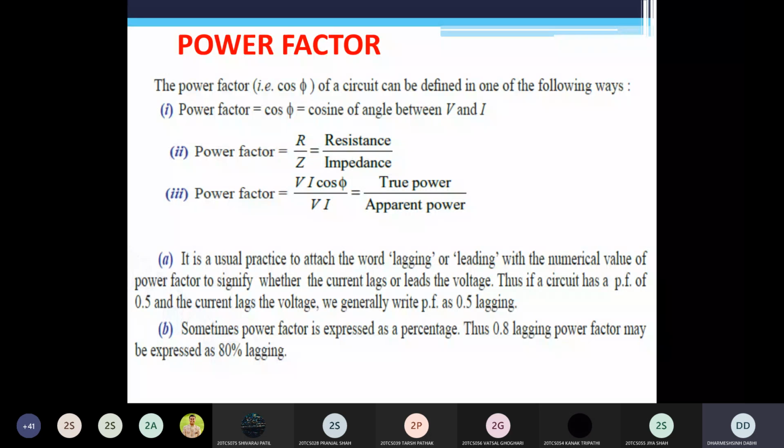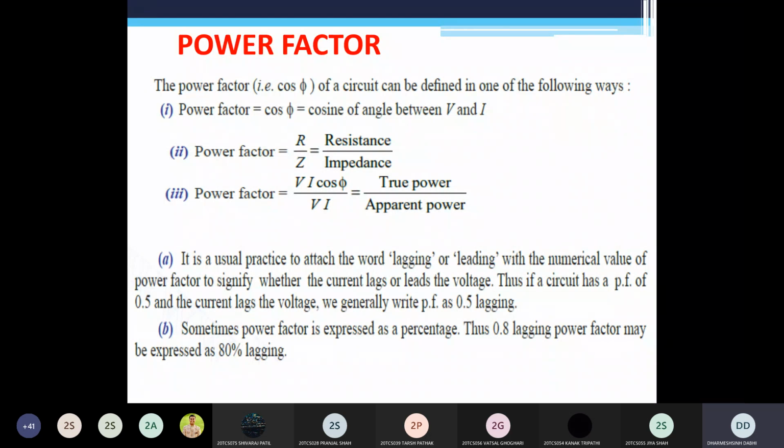Now the next topic: what is the importance of this power factor? What is the significance of this power factor in the AC circuit? If it is high, then it is good for the load, or if it is low, then it is good for the circuit? Yes, anyone can give the answer. What is the significance of this power factor? How can we say that this circuit has a good power factor?